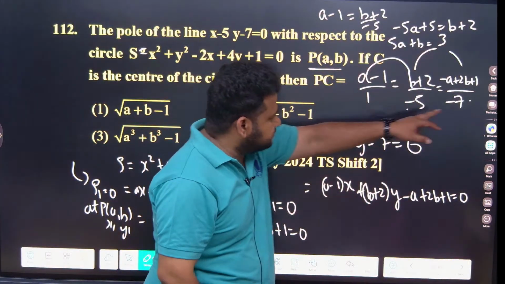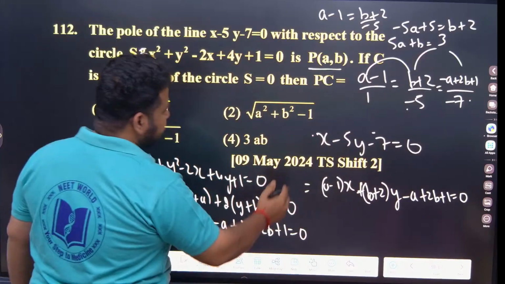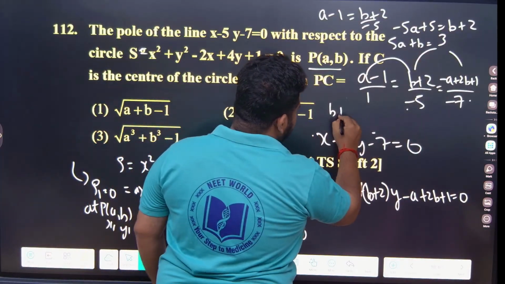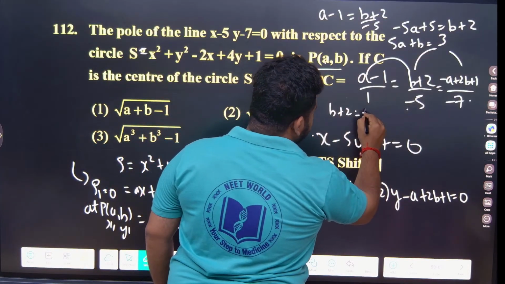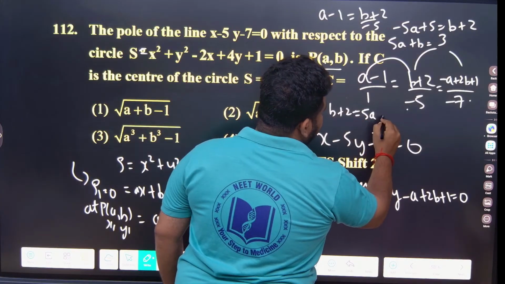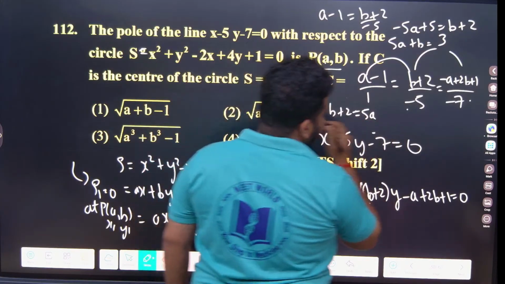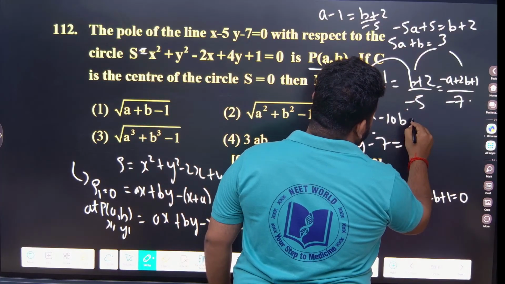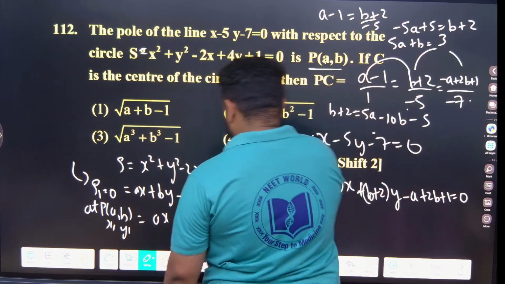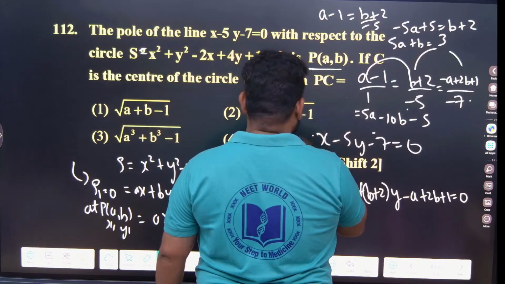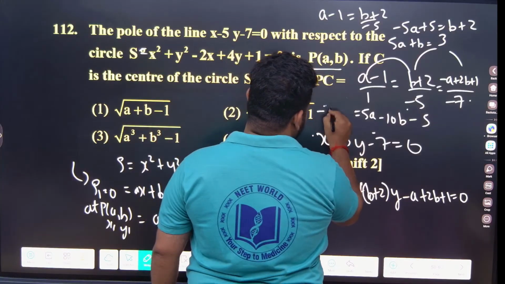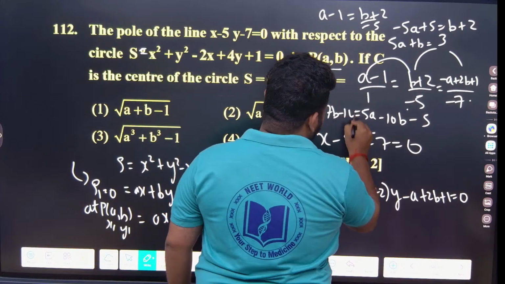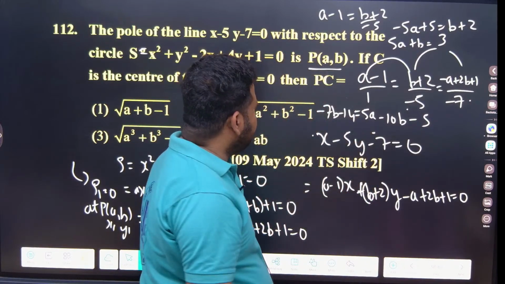Now compare this with this one. So we will have what? I'll write it here. B plus 2 is equal to minus into minus plus 5a. 5a plus what is that? 2b plus minus 10b minus 5. This will be 7 into b, correct na? Minus 7b minus 14, correct? Now 5a is there.